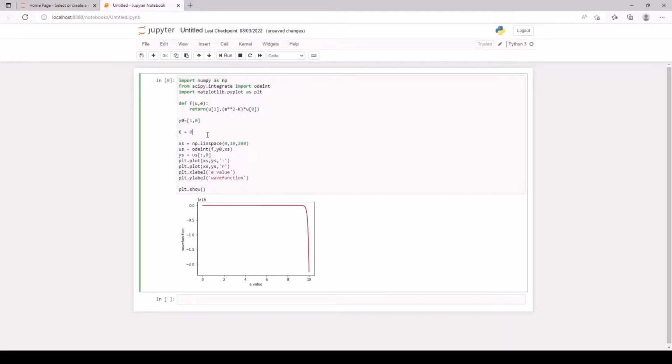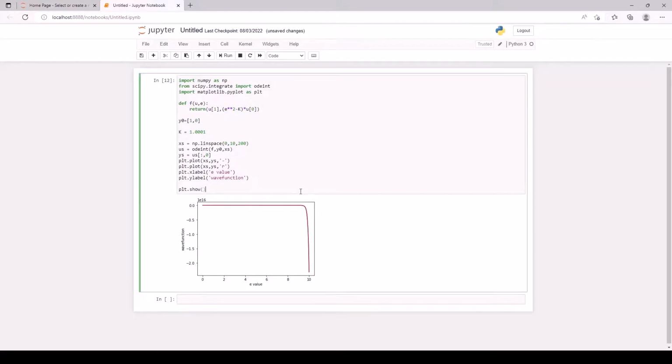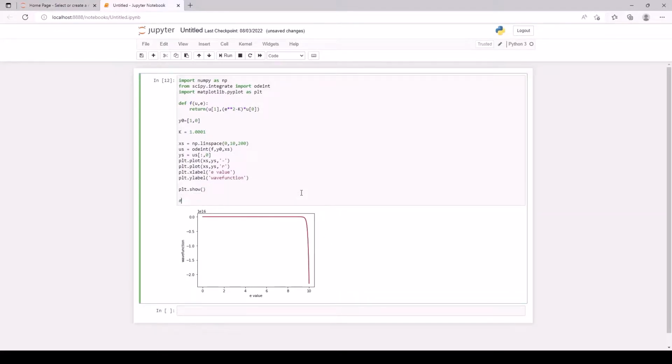If we keep on going, if we do 0.9999, for example, once again, going to positive infinity. If we do instead 1.0001, once again, this should go down to negative infinity, which it does. So therefore, sort of implying that the correct value for k is 1, exactly. So now let's go back to Paint and actually solve this.